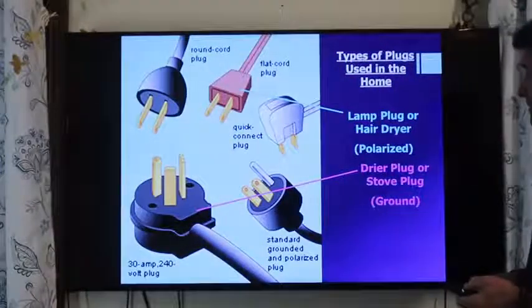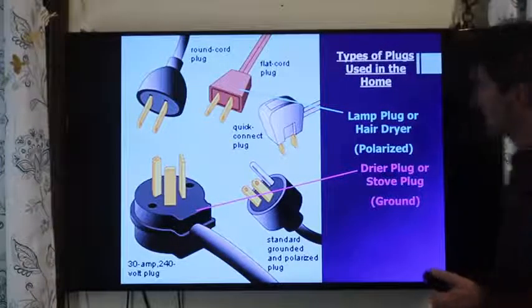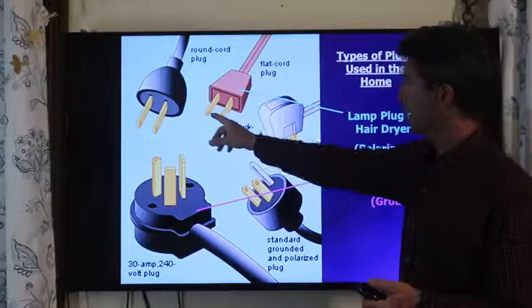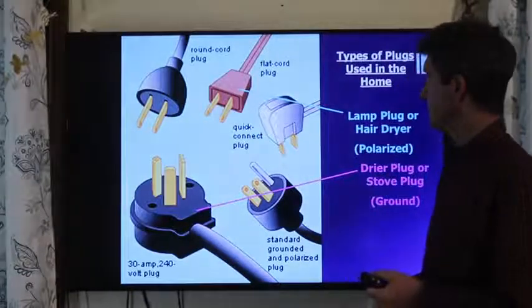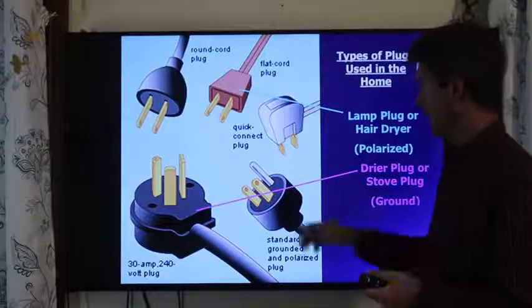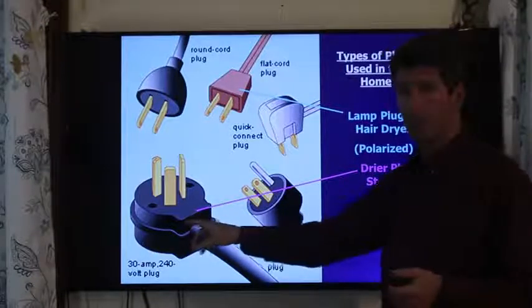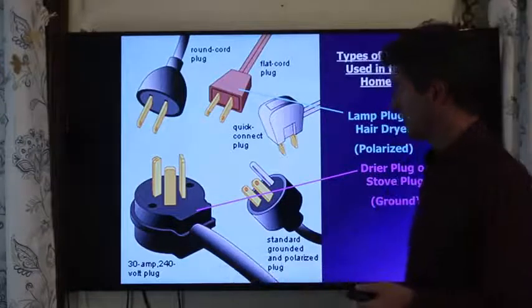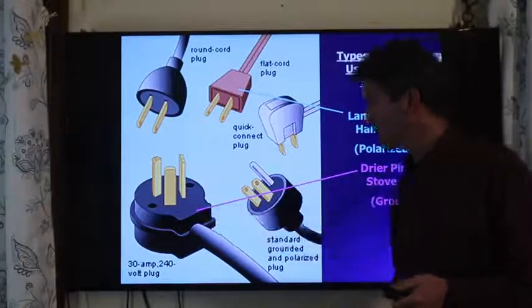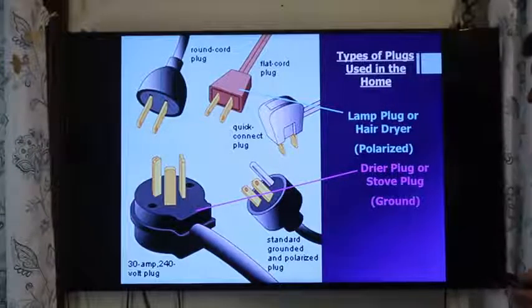And you can see some different plugs. Here we have a bigger prong here and a smaller prong there. Here we have a ground connection right there. Here we have a 240 volt connector right here. We have two hot wires, and we have a neutral there too.